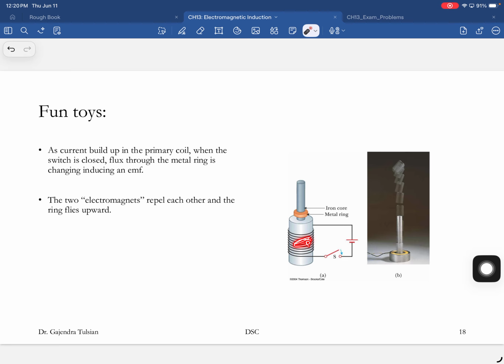With some setups, you can have the ring fly in, you could do it in that stairwell, and the ring would fly all the way to the ceiling. Okay.